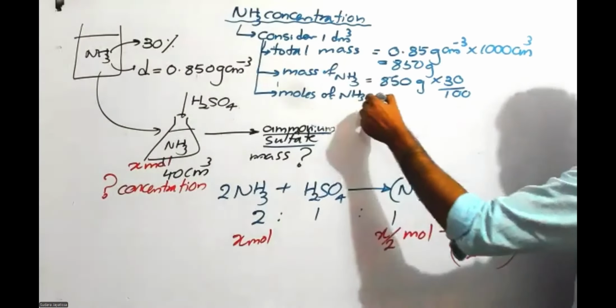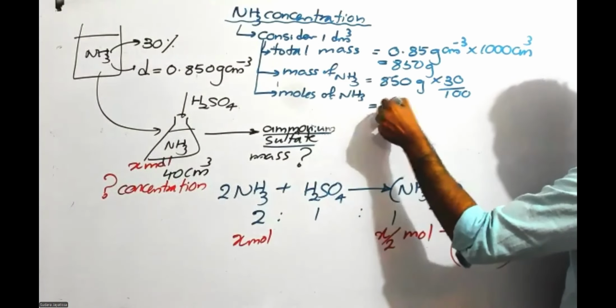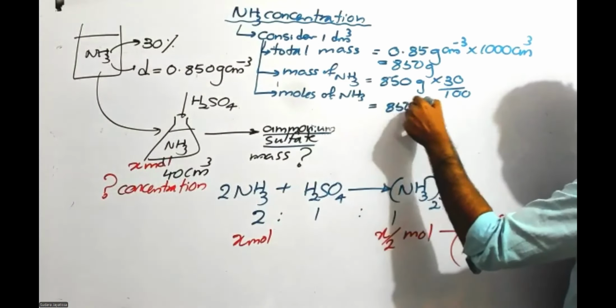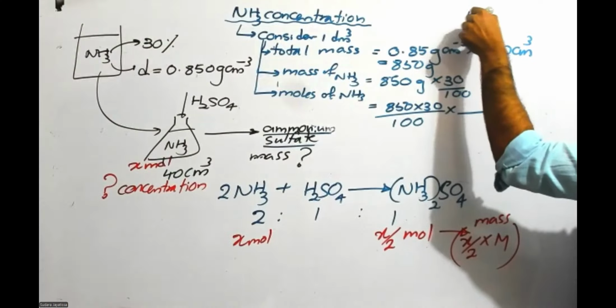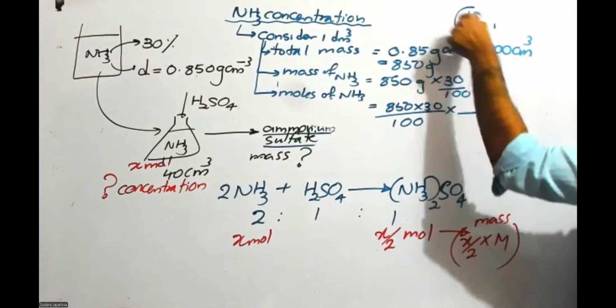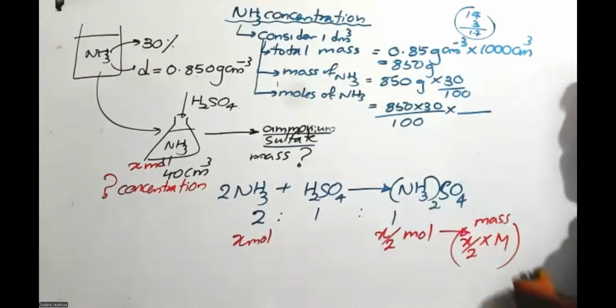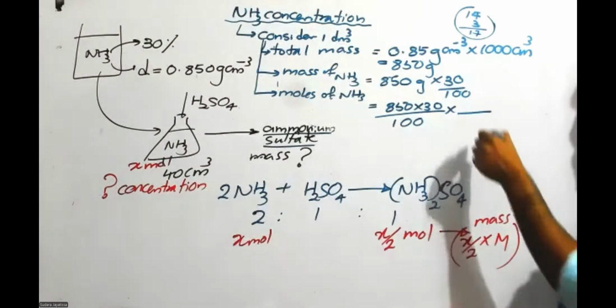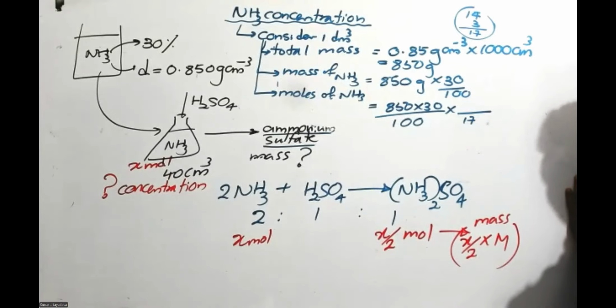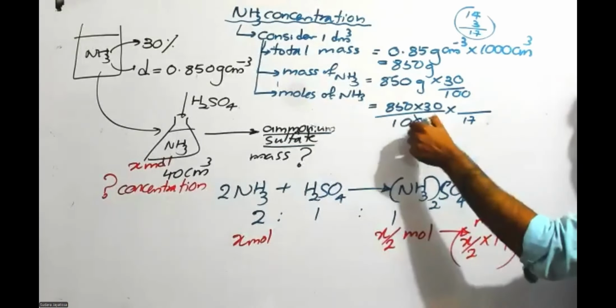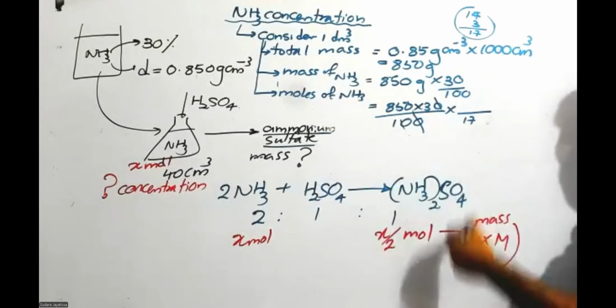How to get the moles of ammonia? So 850 into 30 over 100, and you divide that by the molar mass of ammonia. Nitrogen 14, 3 into 1, 14 plus 3, 17. 17 is the molar mass. So divide by 17 grams per mole. This is the number of moles of ammonia. Now you can simplify it.